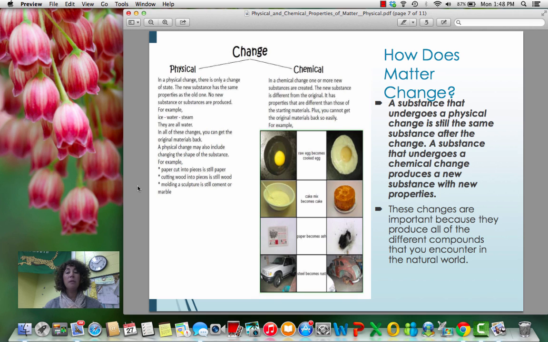Okay, so how does matter change? When a substance undergoes a physical change, it's still the same substance after the change. But again, when a substance is undergoing a chemical change, now we are getting something new, something different. Those changes are important because it's those changes that produce all of the different compounds that we encounter in the world.